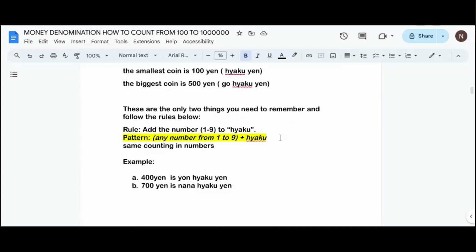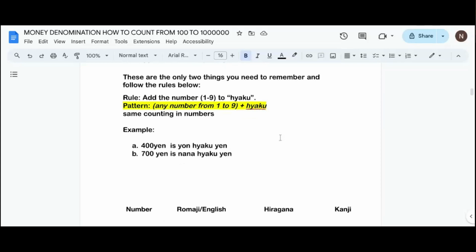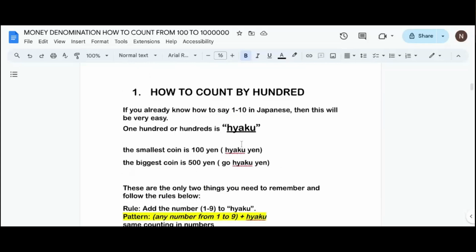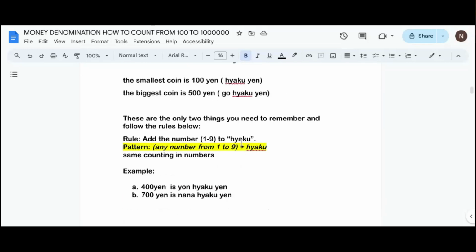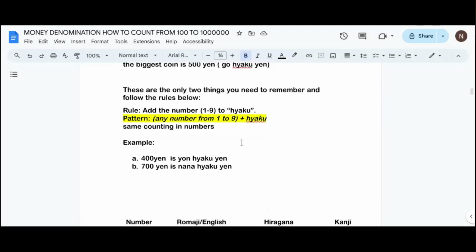You already know that. Add any number and then add the hyaku. 400 is yonhyaku yen. Okay, yen is the money currency in Japan. I think in your country it is rupee. Is that correct? Pakistan rupee. Yeah. Okay.